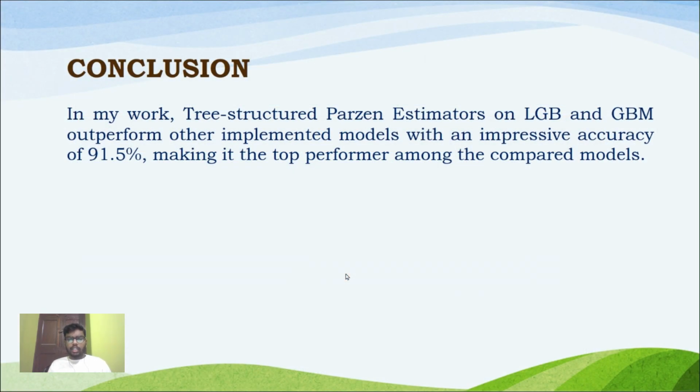Conclusion: in my work, the tree structured Parzen estimator on LGB and GBM outperforms the other implemented models with an impressive accuracy of 91.5%, making it the top performer among the compared models.